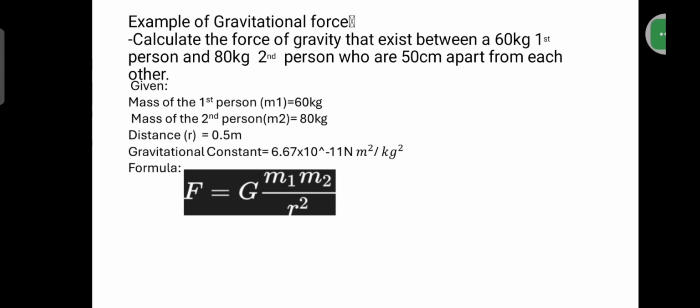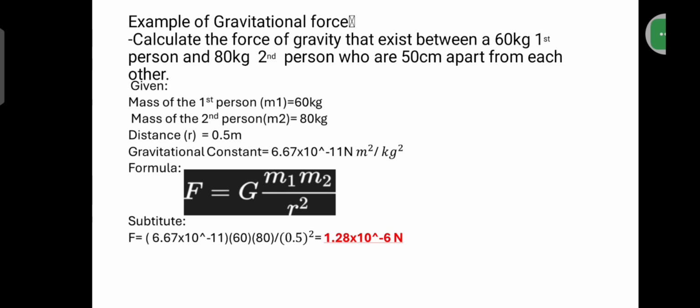We get the 0.5 meters because we divided the 50 centimeters by 100 to make it meters. To convert from centimeters to meters, we divide the 50 by 100. So we have the distance r equals 0.5 meters, and our gravitational constant is equal to 6.67 times 10 raised to the power of negative 11 m squared over kilogram squared.